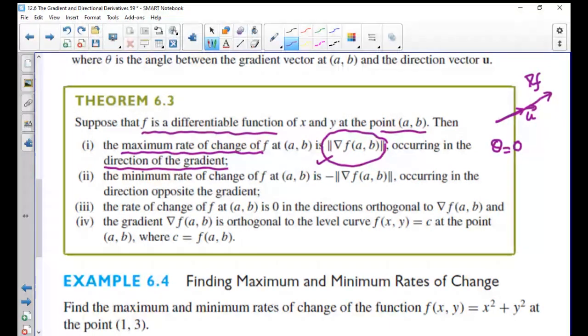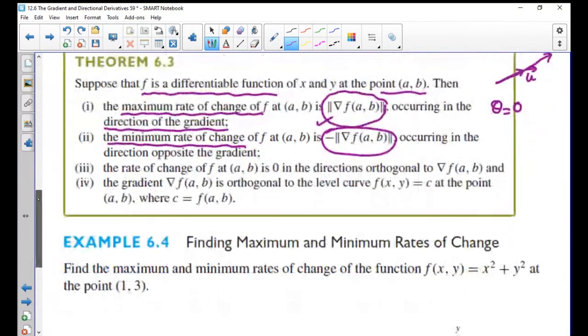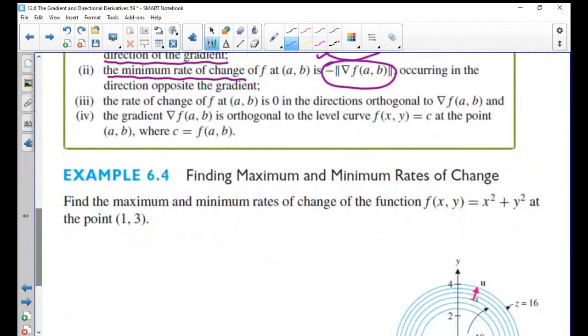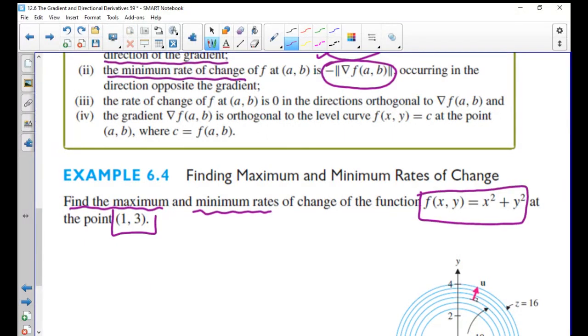So it's equal to the magnitude. If they ask you to find the maximum rate of change, that means you need to find the magnitude of the gradient function. The minimum rate of change is minus the magnitude of the gradient, and these are important things that you need to remember. So here is a question. Find the maximum and minimum rates of change of this function at the point 1, 3.